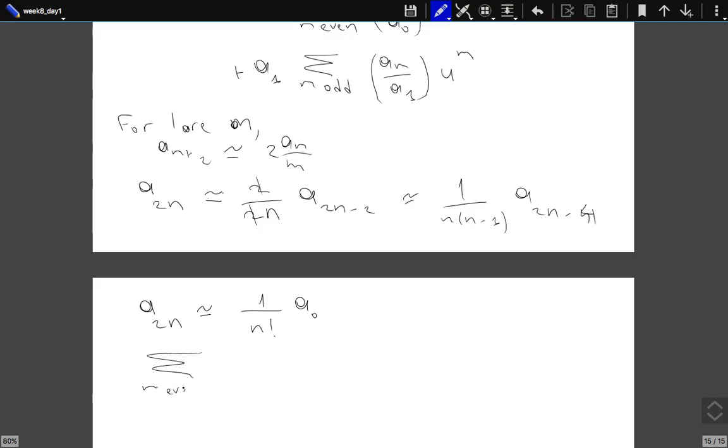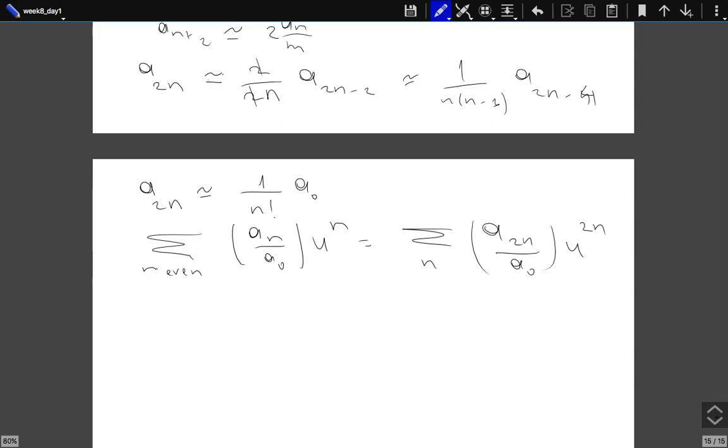Now let's see, m even. The sum of a_m over a0 times u to the power m is equal to the sum over n from 0 to infinity of a_(2n) over a0 times u to the power 2n. This is equal to the sum of 1 over n factorial times (u squared) to the power n. This is equal to exponential of u squared. So it diverges faster than e to the power minus u squared over 2.